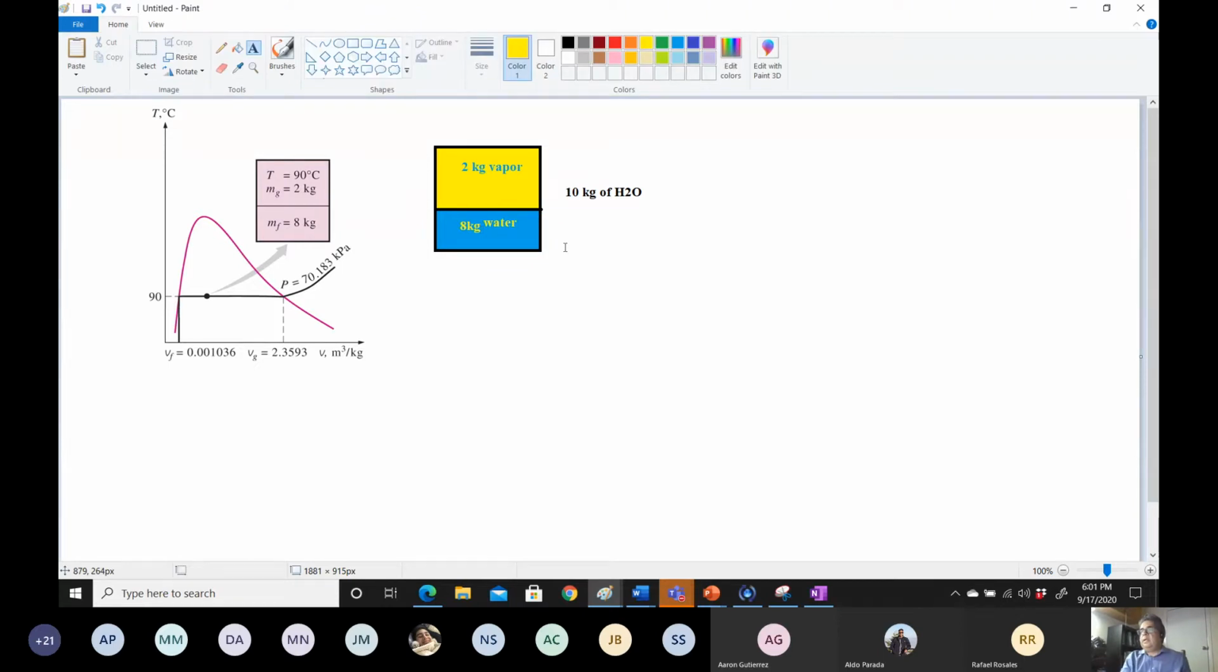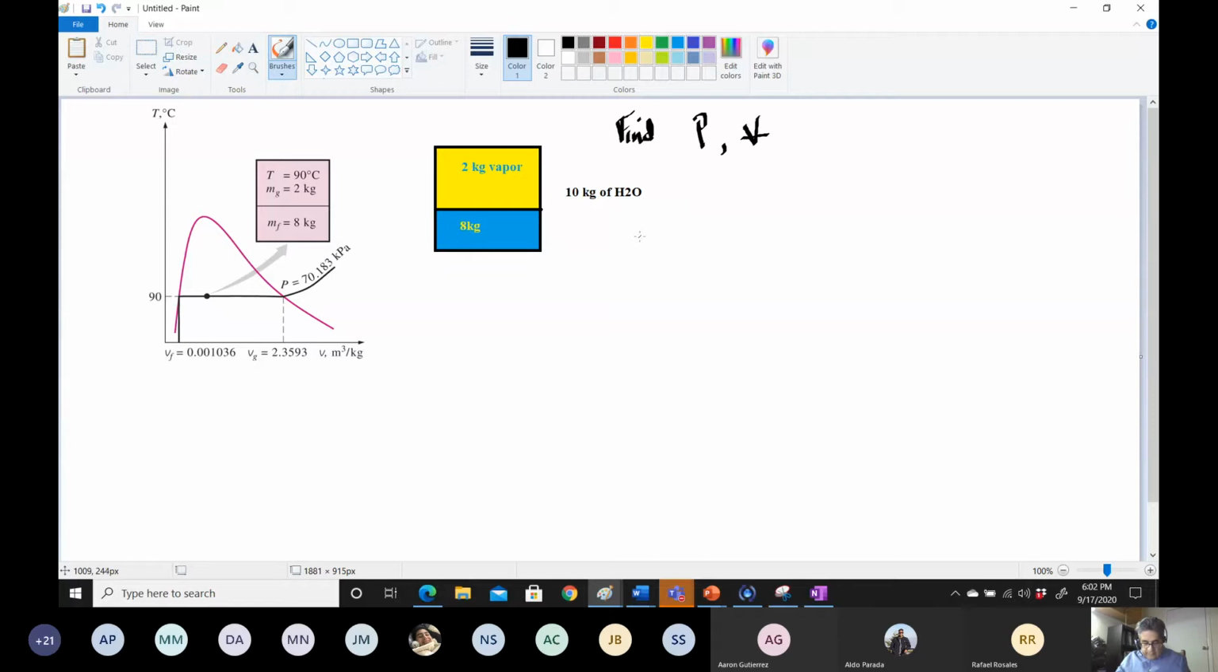We're given that it's 90 degrees C, and the problem is asking us to determine the pressure in the tank and the volume of the tank. So we're finding the pressure of the tank and the volume of the tank.